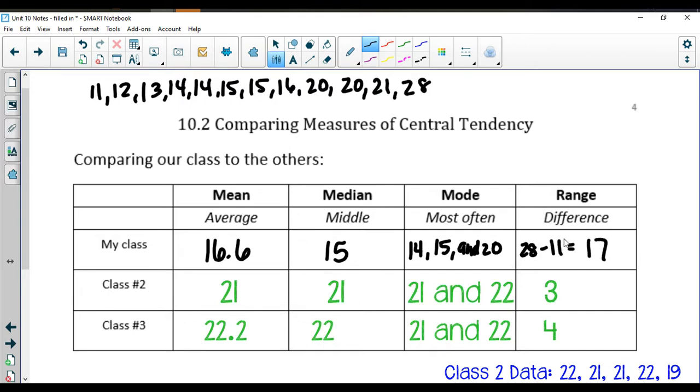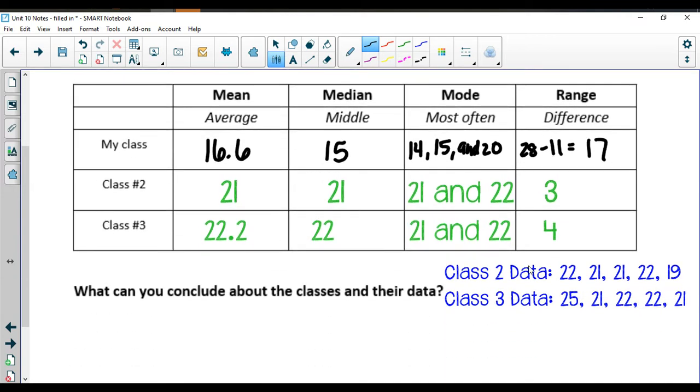So I have two other sets of data from my other classes here, and you can see these. I listed them out. Go ahead and fill in this table with those values. If you would, pause the video and do that real quickly.